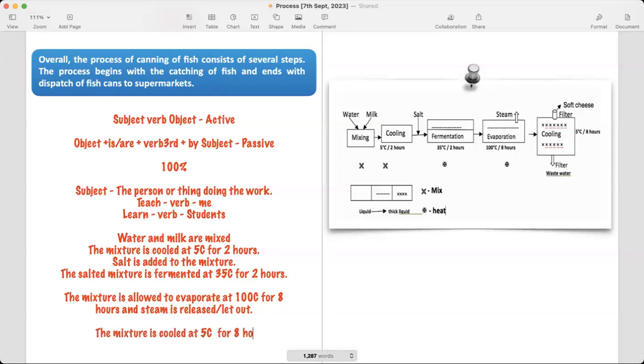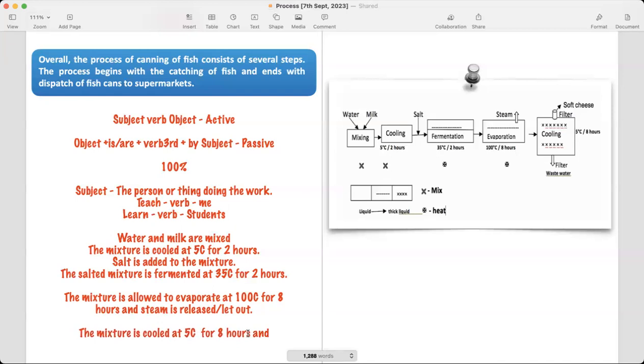And filter wastewater, and the filter wastewater, and the wastewater filtered. Elizabeth, how do we start the sentence? You wrote this. What did I tell you? What do you think first?